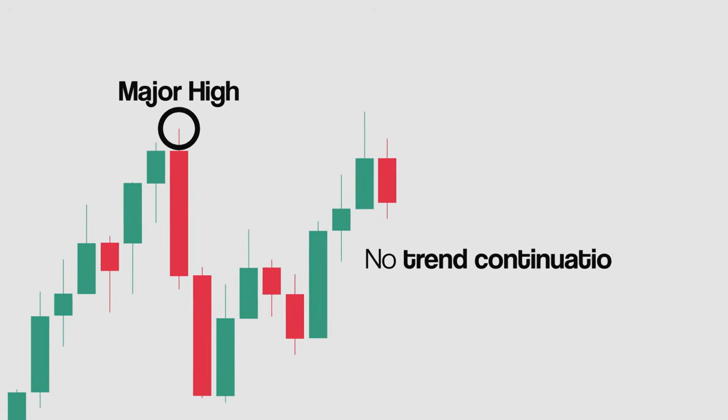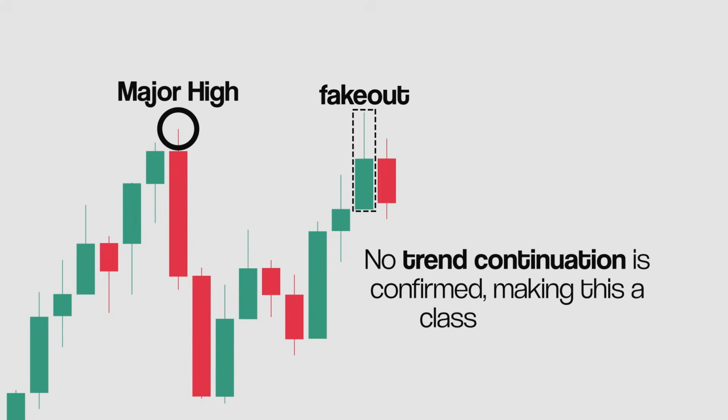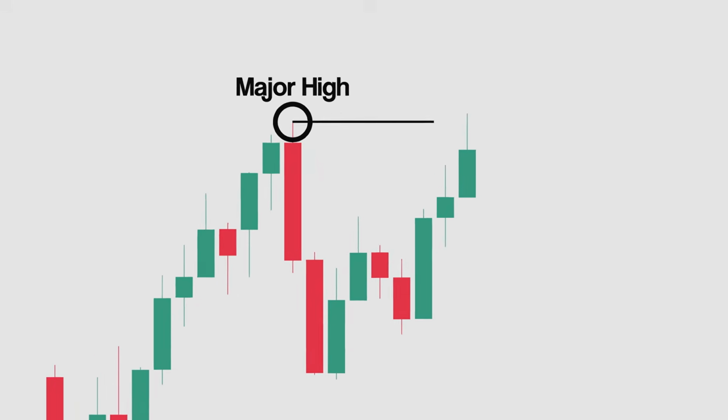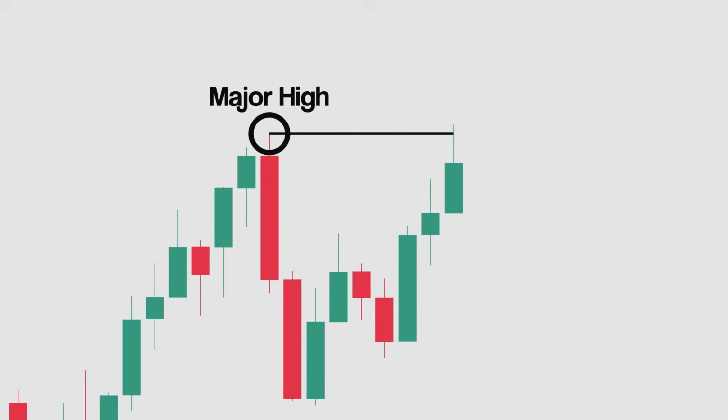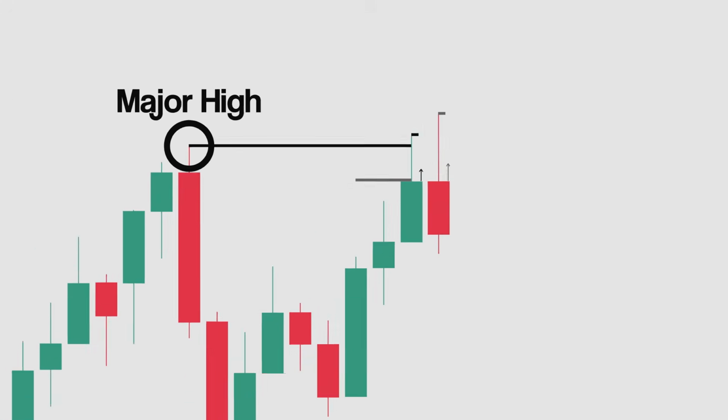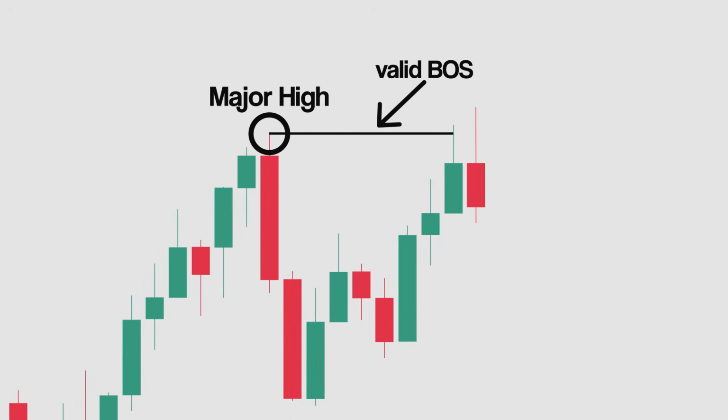No trend continuation is confirmed, making this a classic fake-out. The third scenario is more advanced but extremely important. Price first reaches the previous major high only with a wick, and the candle closes below the level, exactly like in the fake-out scenario. However, the next candle behaves differently.